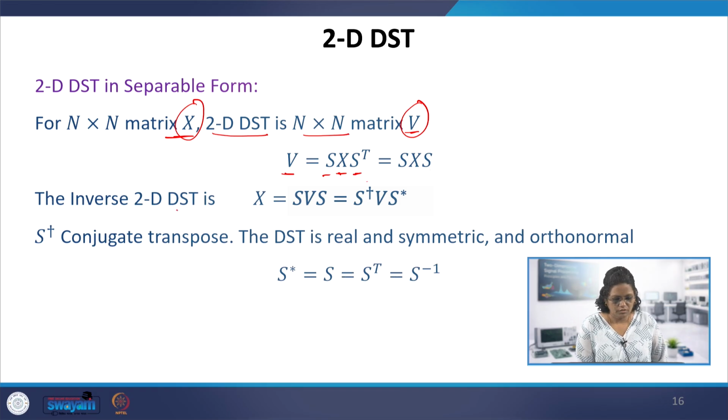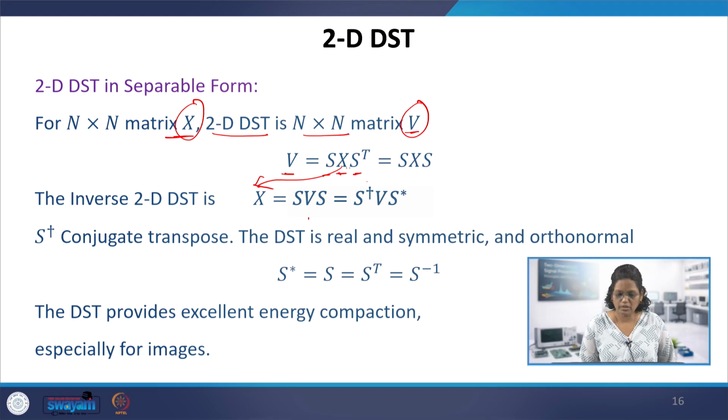So now we have the inverse DST. From this, X can be obtained as S V S, or this is S dagger V S conjugate. This is a conjugate transpose, and because S asterisk is the same as S, that is equal to S transpose, and that is equal to S inverse. So this is symmetrical, and the orthonormal properties result in S. So X equals S V S simply. So we can get back X from the transformed coefficients, that is V.